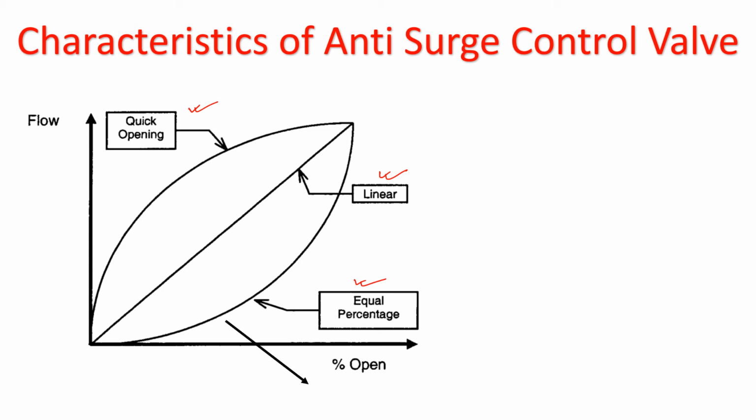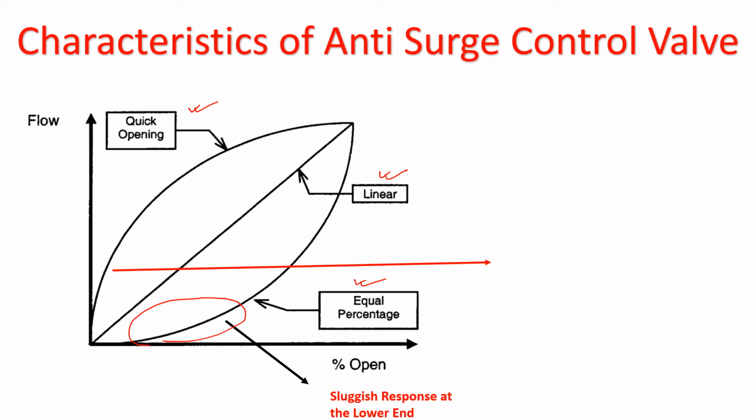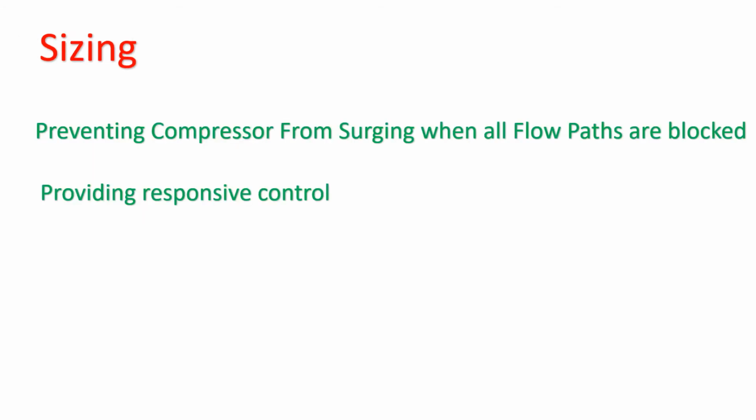And in an equal percentage valve, the gain is basically less at the beginning. In this area the gain is less, so we get a sluggish response at the lower opening of the valve. On the other hand, in the quick opening valve there is a high gain at the lower end, so this may result in tuning issues. So it is always preferred that we use linear valves.